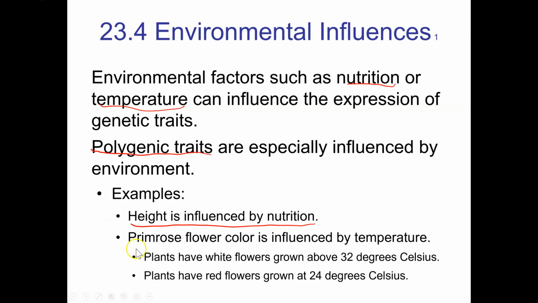Temperature can influence color. So we have certain flowers that will be white in certain temperatures and they'll turn red in other temperatures. Color absorbs heat better than white. White reflects heat. So if it's warmer out, they want to reflect that heat, whereas if it's colder out, they want to take in the heat.